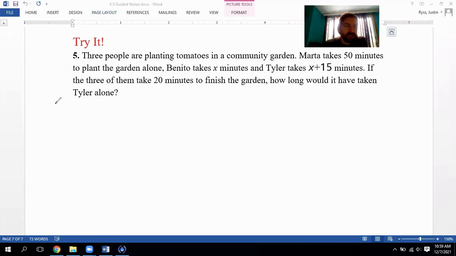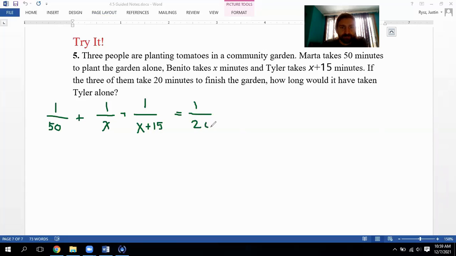So we know that Martha can get one garden done in 50 minutes. And Benito can get one garden done in x minutes. And Tyler can get one garden done in x plus 15 minutes. And if we put all three of them working together, Martha, Benito, and Tyler, they can get one garden done, so that would equal one garden over 20 minutes. Okay, so what we've got to do here is solve for x.